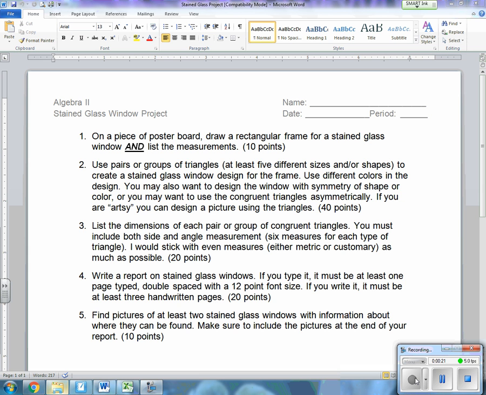Now your window doesn't need to take up the entire poster board, okay? You need to leave a frame around your window design. I'm going to show you two good examples in just a minute. And if you look around the classroom, any of the ones that you see that are composed of triangles are probably going to be examples of the stained glass windows.